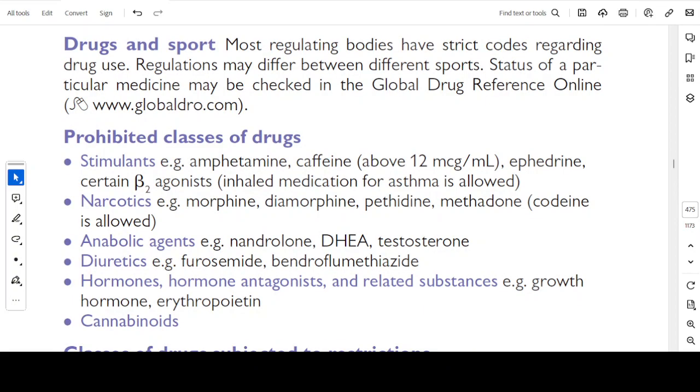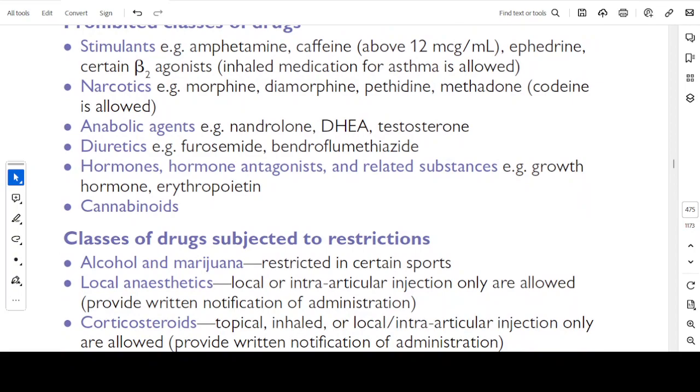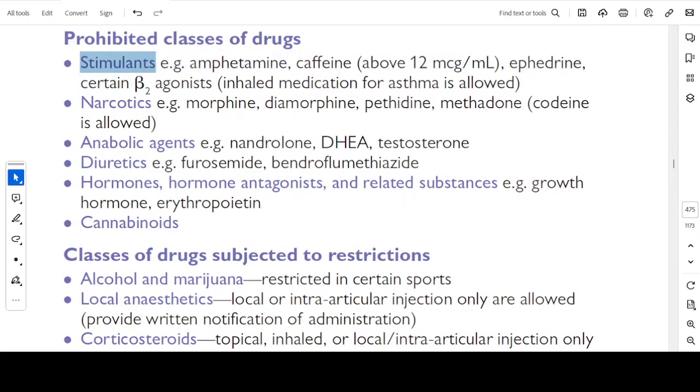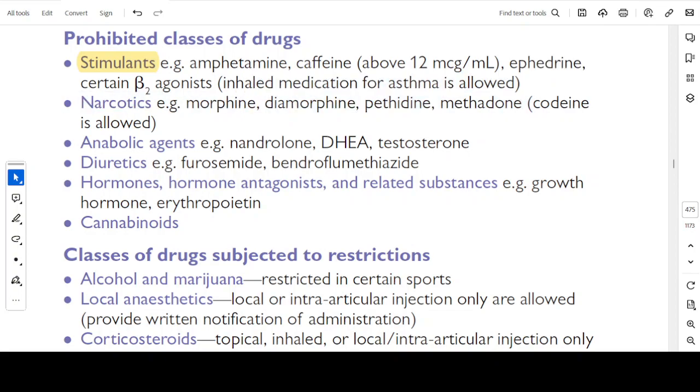Drugs and sport. Most regulating bodies have strict codes regarding drug use. Regulations may differ between different sports. The status of a particular medicine may be checked in the Global Drug Reference online. Prohibited classes of drugs: any stimulants, for example amphetamine, caffeine above about 12 micrograms per ml, ephedrine, and certain beta-2 agonists. Inhaled medication for asthma is allowed. Otherwise, certain beta-2 agonists are not allowed.